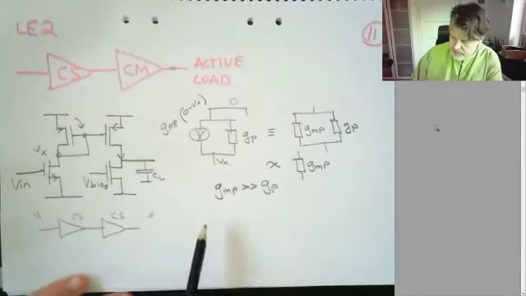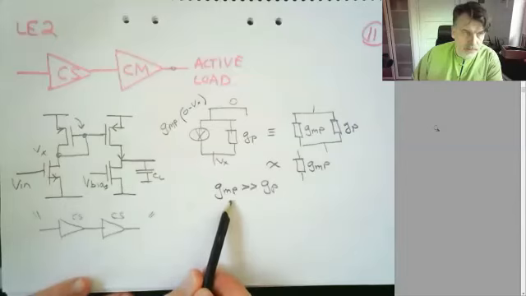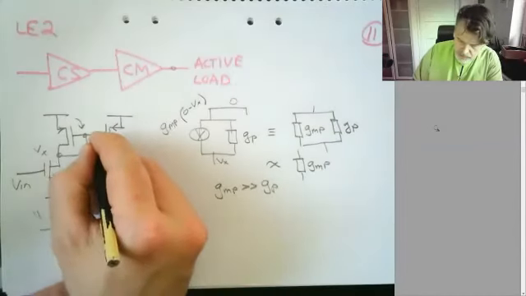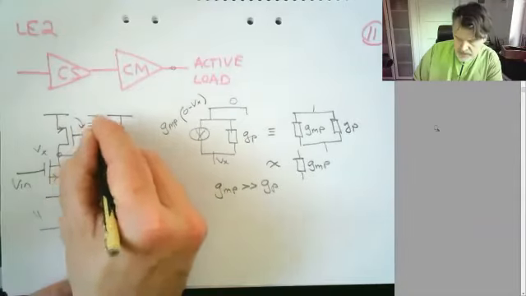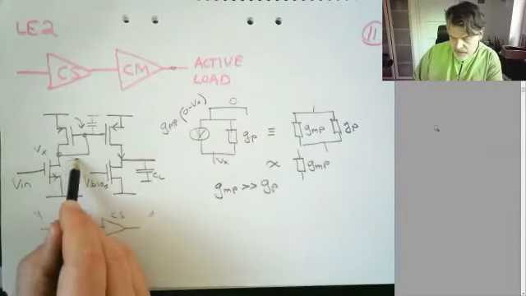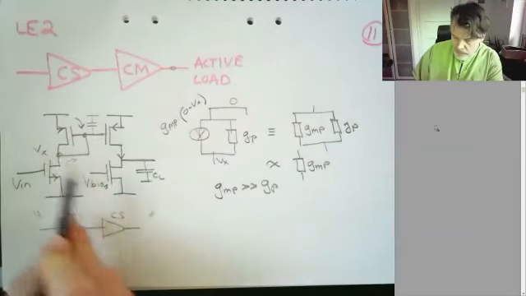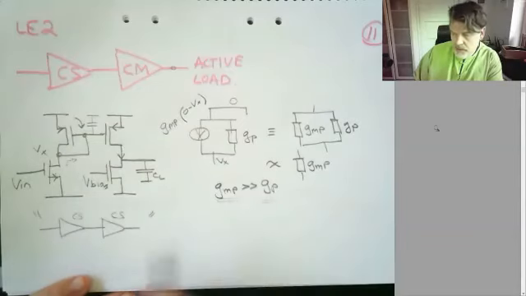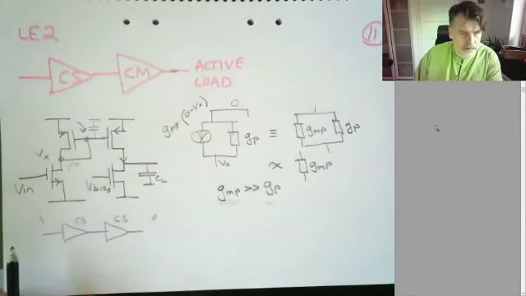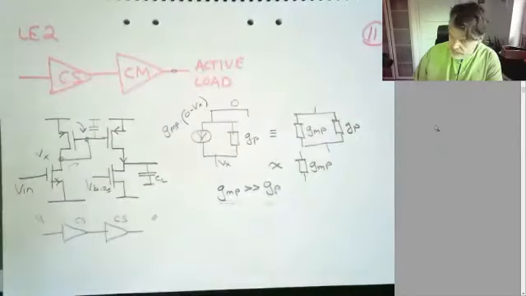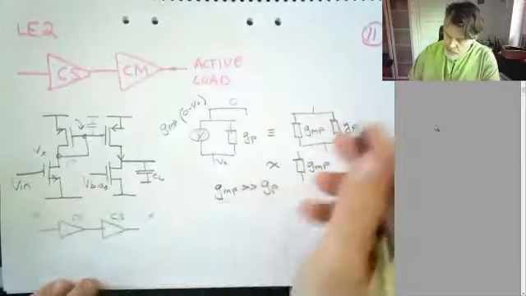So that tells us that this pole is quite high up in frequency. If you think about it, this node has a capacitance, and the impedance load I see at this node is given by gm rather than gp. So that means that this pole is much higher up in frequency than the other cases we looked at, or at least the first case we looked at. So this is another option.